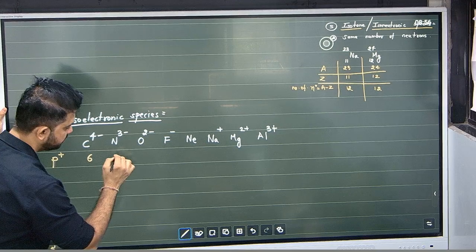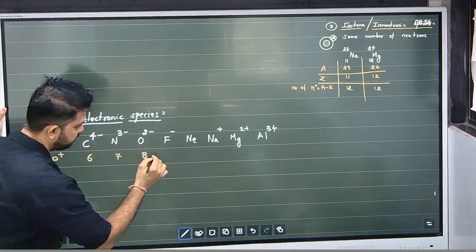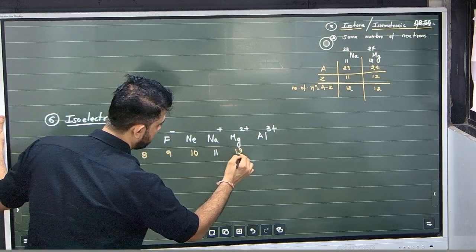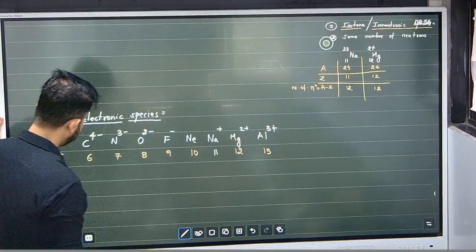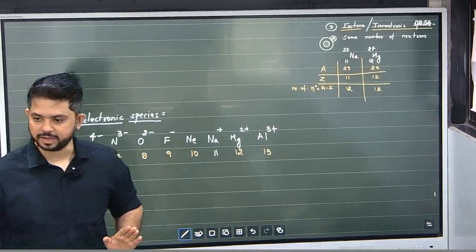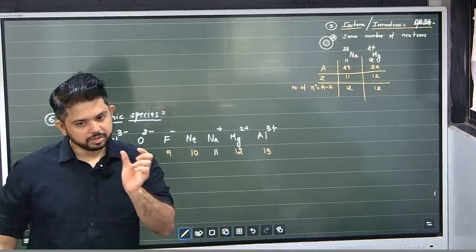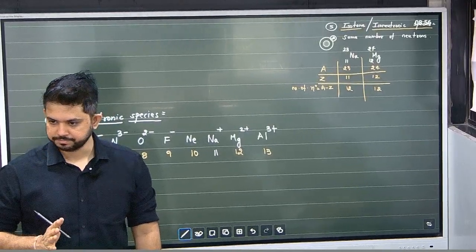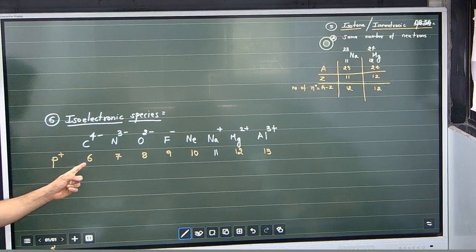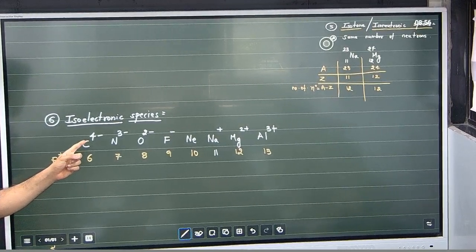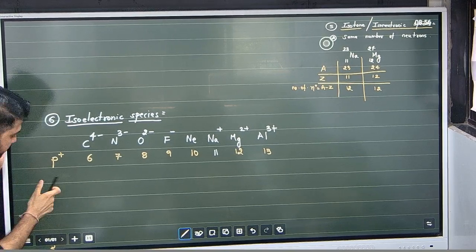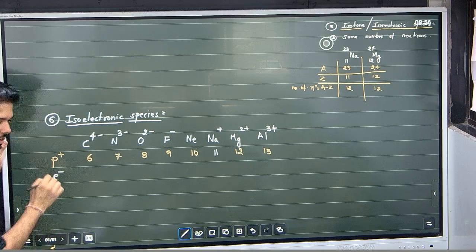6. Nitrogen, oxygen, fluorine, neon, sodium, magnesium, and aluminium. These are the number of protons that they have. Now in a neutral atom, number of protons is equal to the number of electrons. But is this neutral? No. What do you mean by carbon with a -4? It has gained 4 electrons. So how many electrons will there be over here?